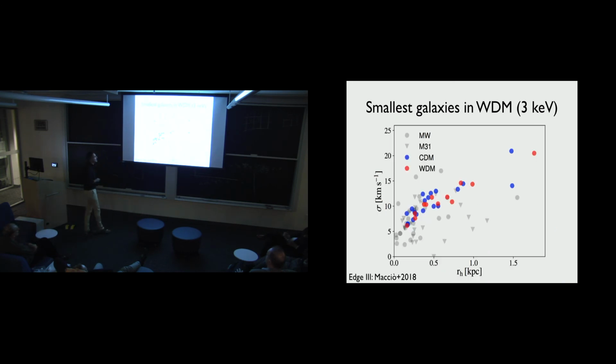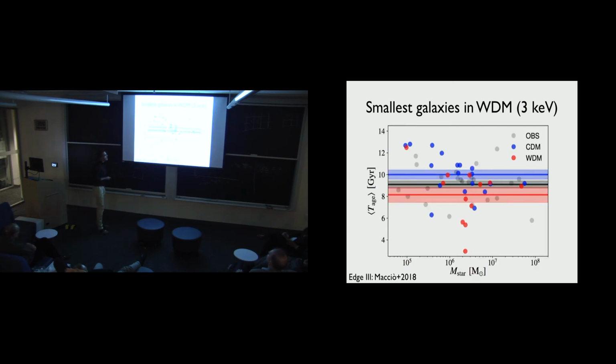Another thing we look at is the property of the galaxy. This is the velocity dispersion of the stars in the galaxies. That's the size of the galaxy. And again, blue and red points, they occupy the same parameter space. That's pretty disappointing. This is for 3 keV warm dark matter, which is kind of the warmest. This is what is still permitted by other observations, for example, from the Lyman Alpha Forest.